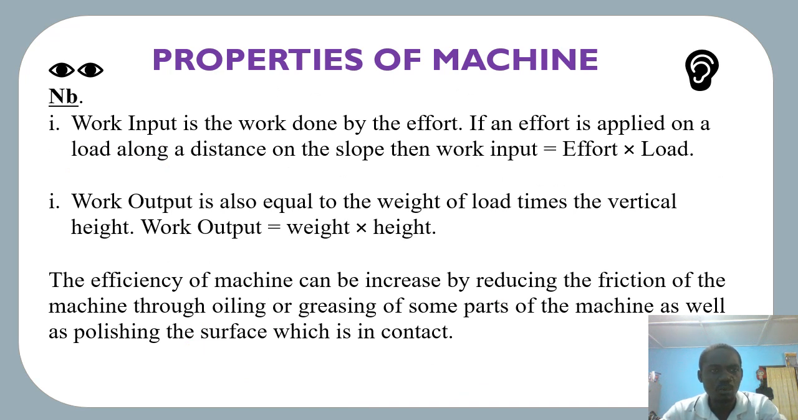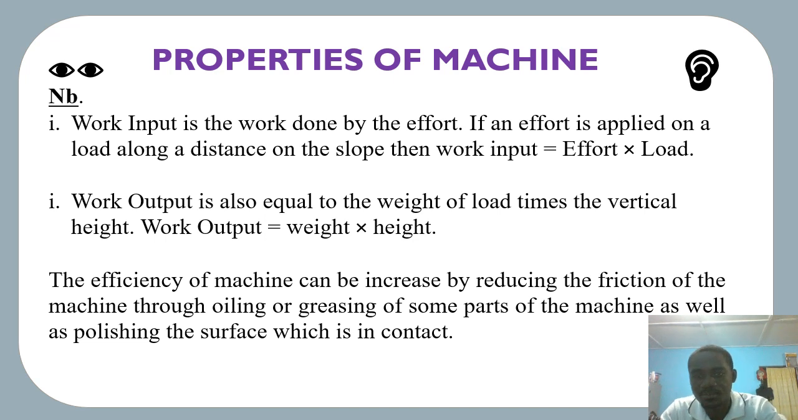NB. Work input is the work done by the effort. So the work you do is the same as the work input. So the energy you put into the work is what we call the energy input or work done. Then the energy you put in, the outcome of that energy is what we call the work output. So we say that the work output is also equal to the weight of the load times the vertical height. So work output is equal to weight times height.